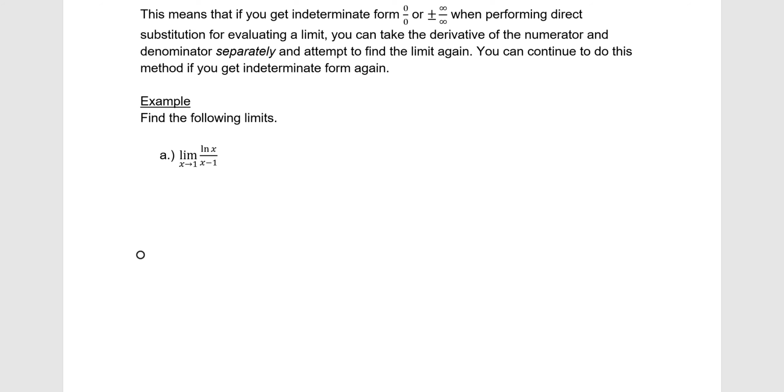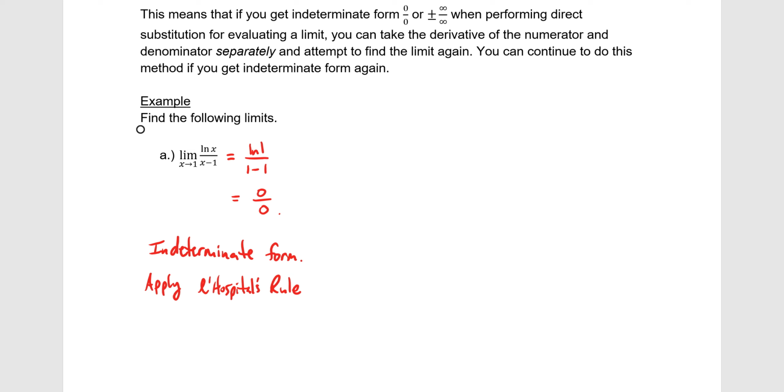So let's do the first example, I believe it was. Find the following limit. We have the limit of ln of x over x minus 1 as x approaches 1. Always try to do direct substitution. We would get ln of 1 over 1 minus 1, which is 0 over 0. And we know this is indeterminate form, so we apply L'Hopital's rule.